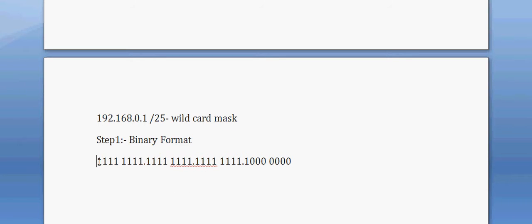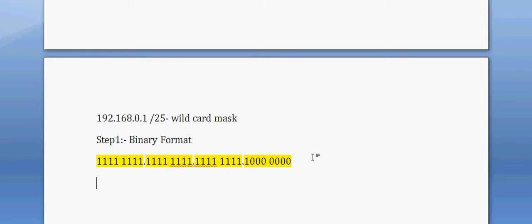Here we can see I am having 4 octets: this is the first, this the second, this the third, and this the fourth. There are 4 octets because it belongs to IP version 4. I have taken this binary format from the IP address.